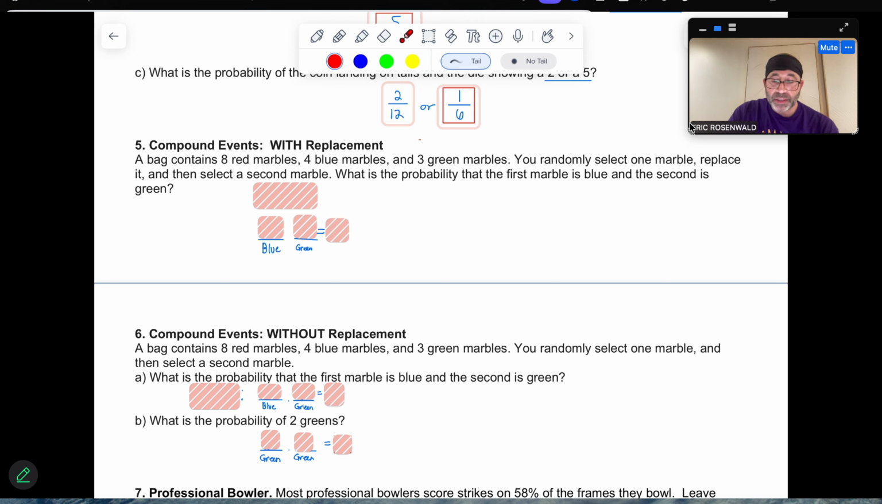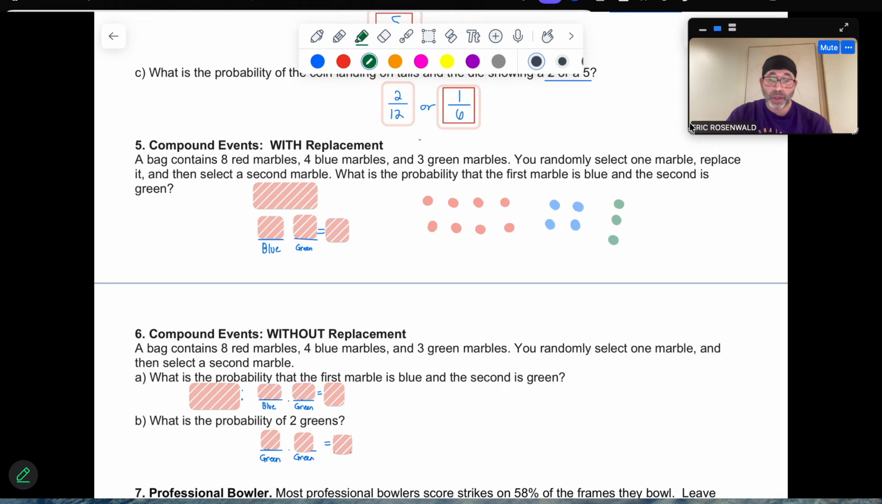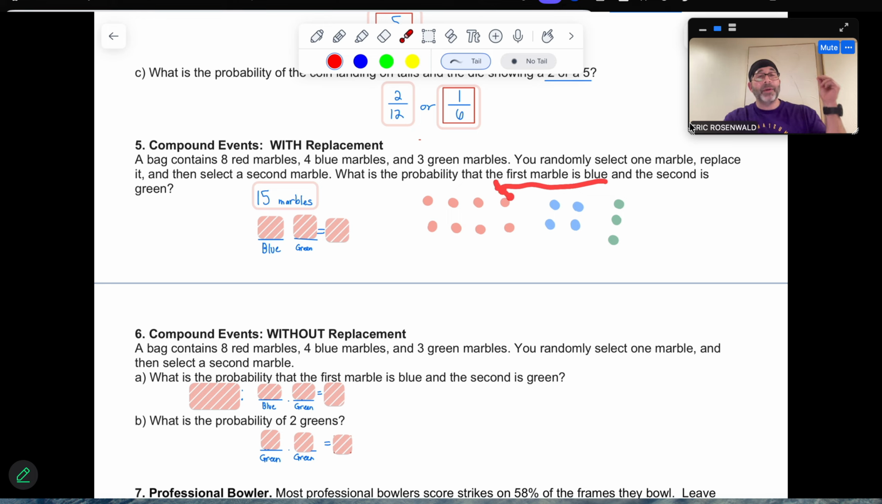A bag is going to contain 8 red marbles. So I've got 1, 2, 3, 4, 5, 6, 7, 8. I've got 4 blue marbles, 1, 2, 3, 4. And then I've got 3 green marbles, so I've got 1, 2, 3. Okay, and so when I look at this, there are a total of 15 marbles in this scenario. Now the question is, what's the probability that I'm going to draw first a blue marble, and then after I take it out, I'm going to put it back, and now my second one is going to be a green marble?